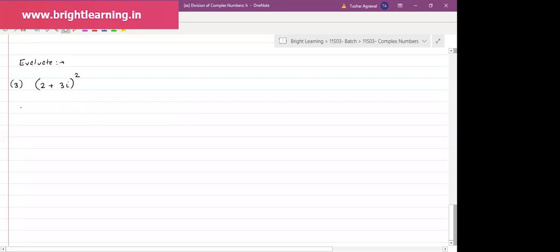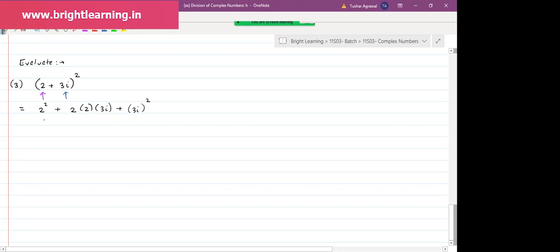We will do this, something of the form a plus b. This is my a, this is my b. So it will be something like 2 square addition 2 multiplied twice ab. Twice ab is 2 times 2 into 3i, and then 3i complete square.